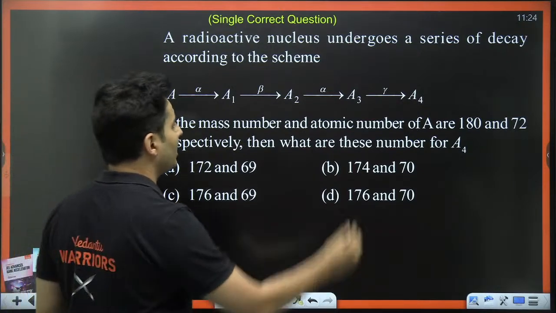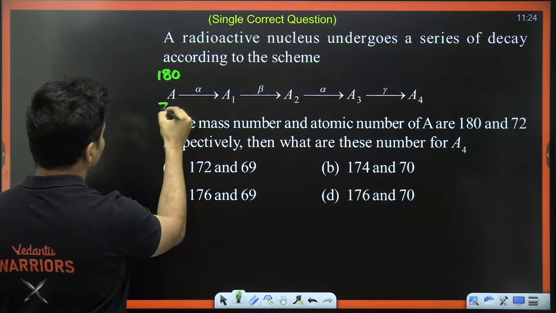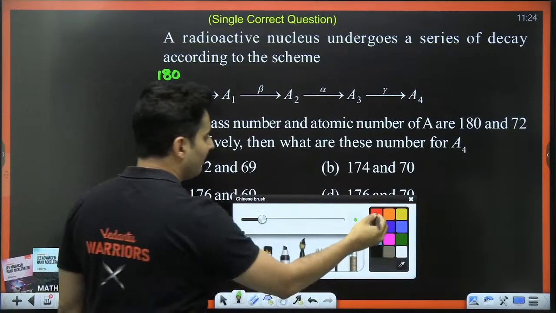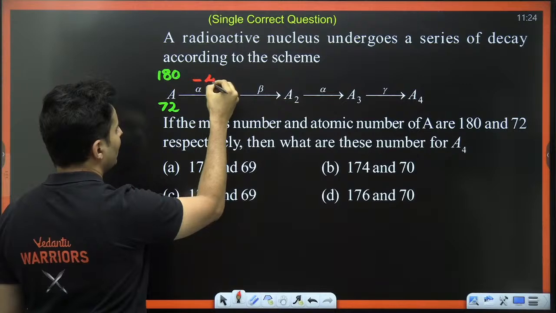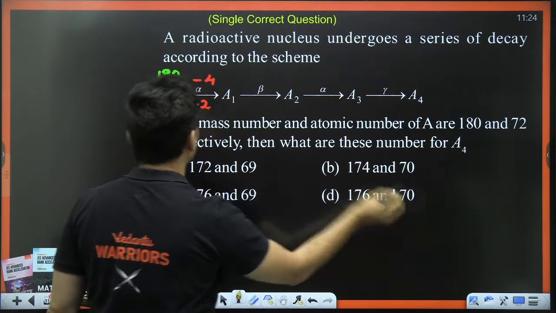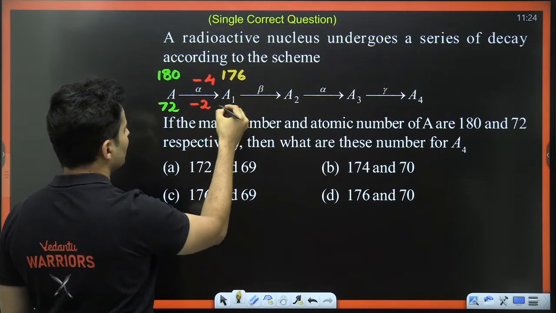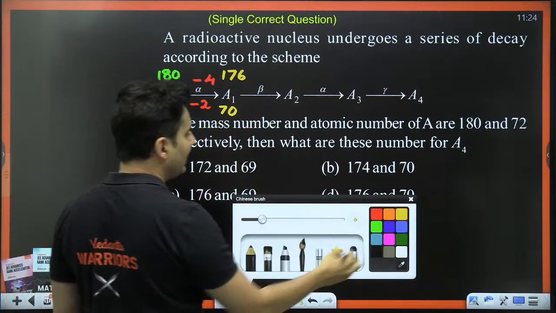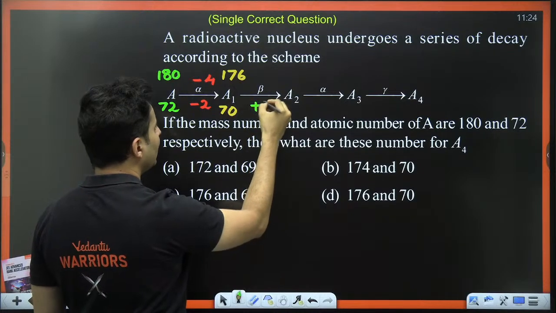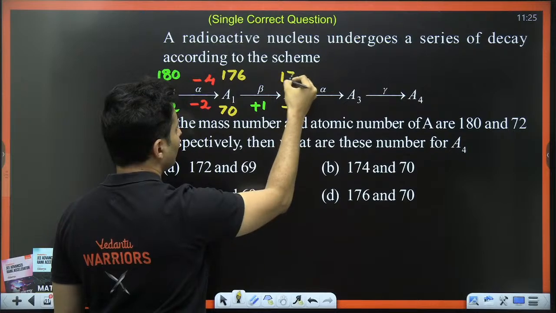It is clearly mentioned the atomic mass number is 180 and the atomic number is 72. What does an alpha particle do? Alpha particle subtracts the atomic mass number by 4 and the atomic number by 2. So what is remaining is basically 176, and this will become 70. Then there is a beta particle. Beta particle does not do anything to the atomic mass number. It just increases the atomic number by 1. So this will become 71, and this will remain as 176.